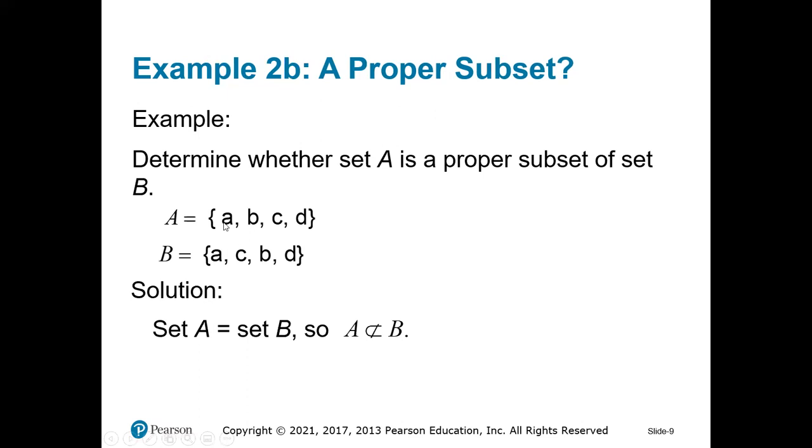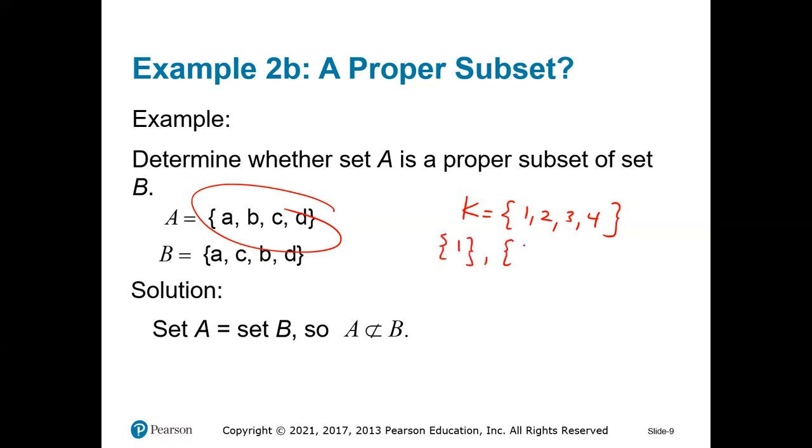Okay, now let me work with an example here. Let me create a brand new set, K equals {1, 2, 3, 4}. Can you list all the subsets of K? Well, this is a subset of K. {1, 2, 3} is a subset of K. {3, 4} is a subset of K. Actually, the empty set is a subset of K, because the empty set is always a subset of any other set, including itself.